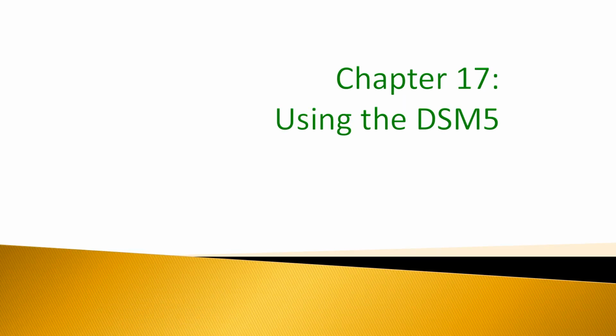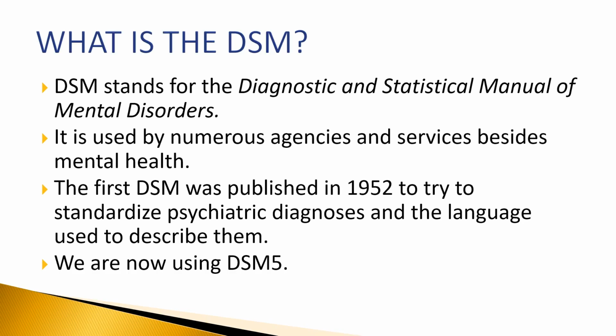Chapter 17, Using the DSM-5. DSM stands for the Diagnostic and Statistical Manual of Mental Disorders. It is used by numerous agencies and services besides mental health. The first DSM was published in 1952 to try to standardize psychiatric diagnoses and the language used to describe them. We are now on DSM-5.